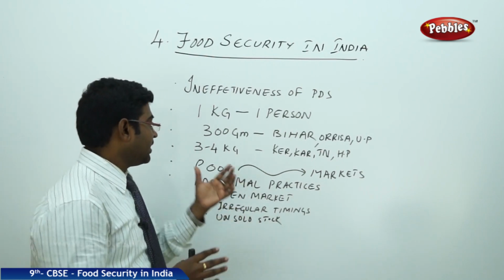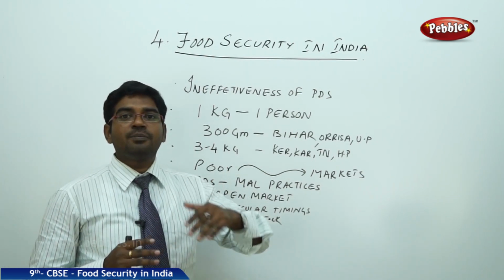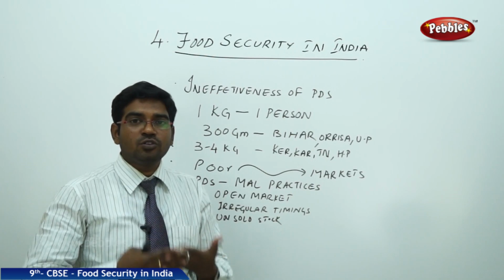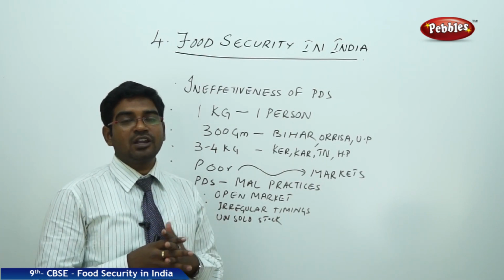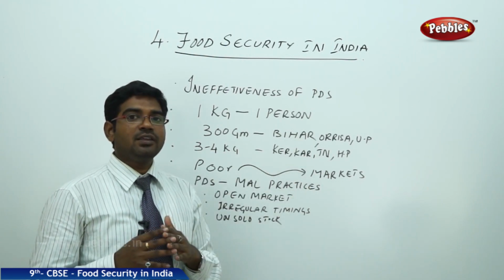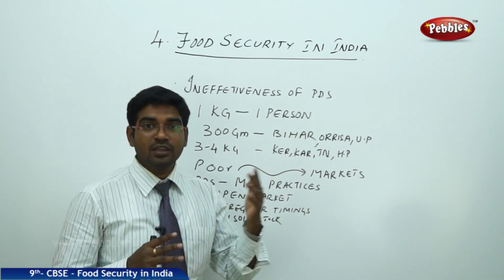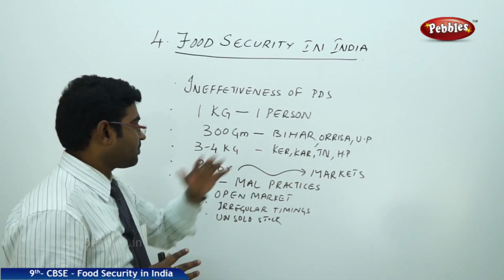So obviously it results in poor people depending more on the market to fill their meals, and they find it very difficult because the market price is really higher when compared to the fair shop prices.